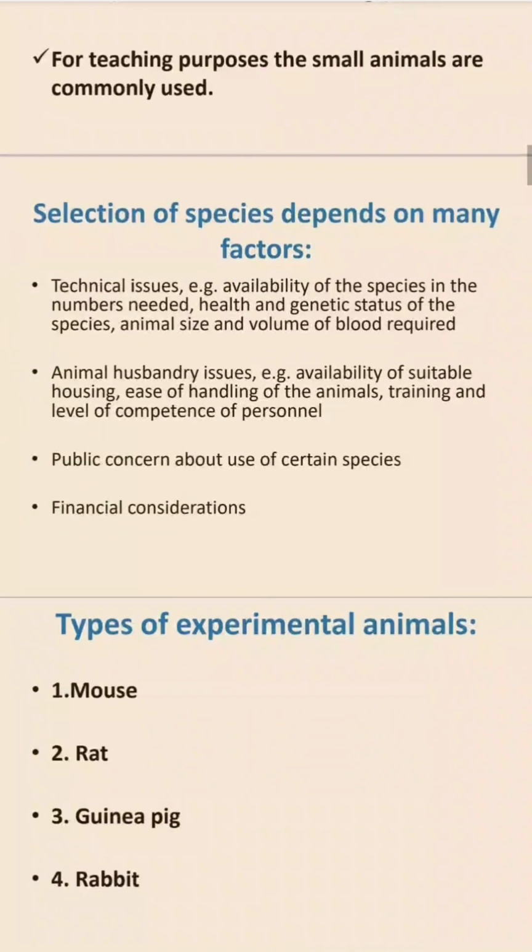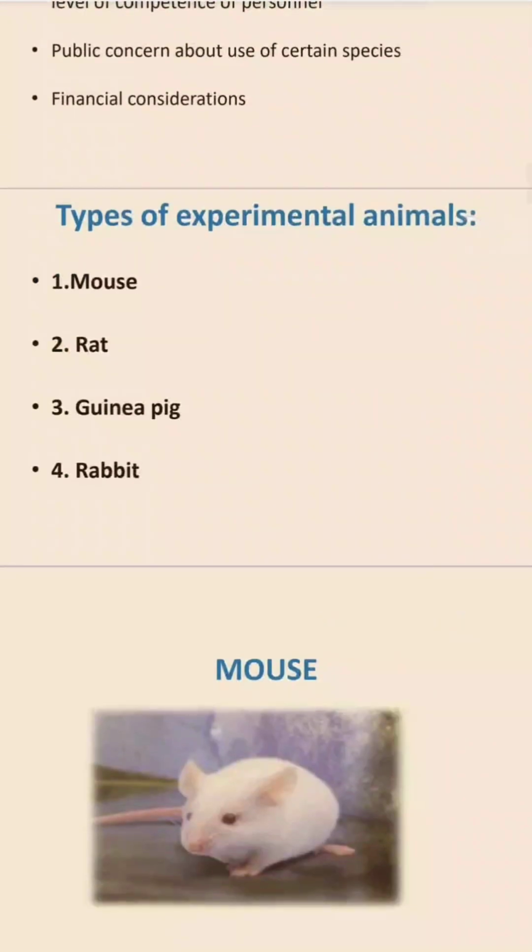Now we'll discuss the selection of the species, which depends on many factors: technical issues, animal husbandry issues, public concern about use of certain species, and financial considerations. In technical issues, for example, availability of the species and numbers needed, health and genetic status of the species, animal size and volume of blood required. In animal husbandry issues, for example, availability of suitable housing, ease of handling of the animals, training and level of competence of personnel. Types of experimental animals are mouse, rat, guinea pig, and rabbit.